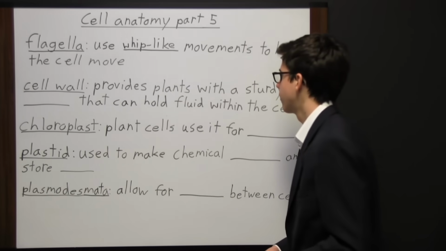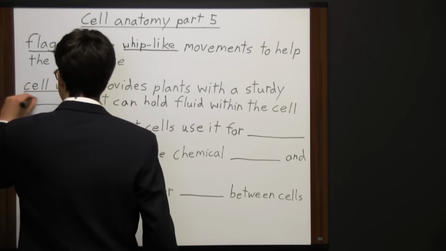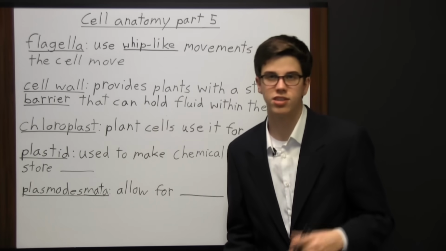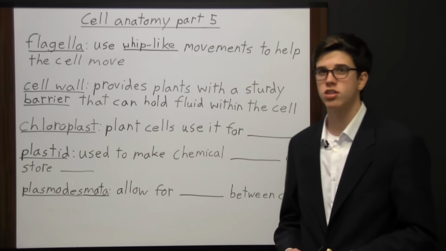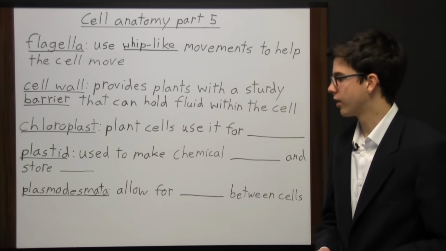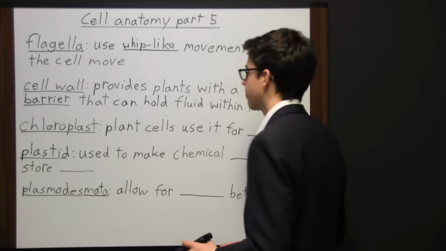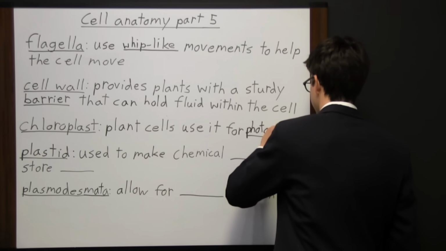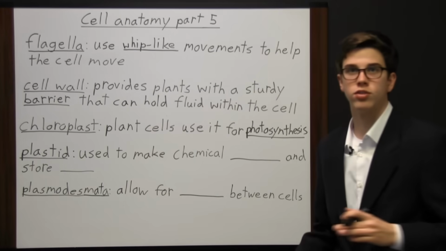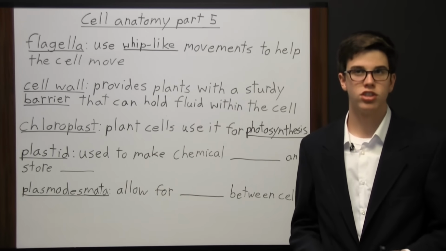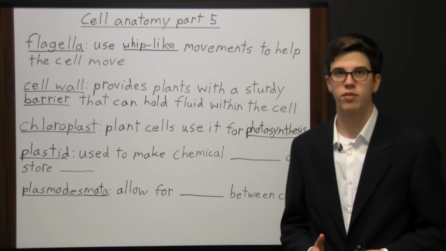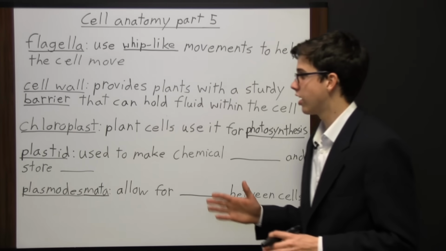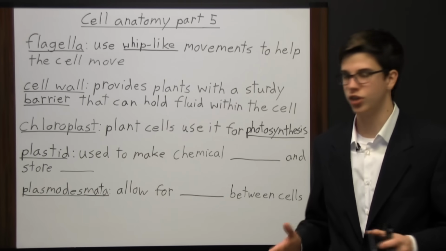Then we have the cell wall, which provides plants with a sturdy barrier. And this barrier can hold fluid within the cell. This cell wall is going to be made of cellulose and composed of numerous layers and surrounds the cell membrane. Then we have chloroplasts, which plant cells use for photosynthesis. Now, if you're not familiar with photosynthesis, this is the process plants use to create food energy from sunlight. Now, chloroplasts are specialized organelles, and chloroplasts also contain chlorophyll, which has a green color.